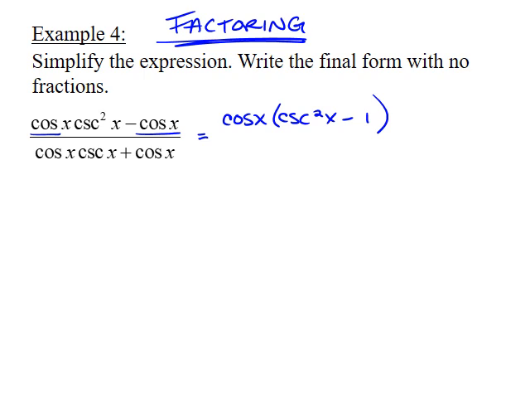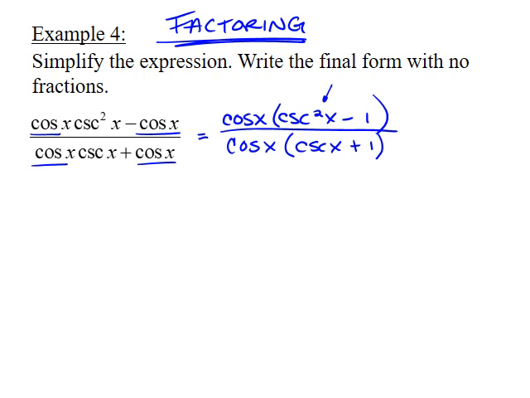Then in the denominator, I'm going to do the same thing. I'm going to factor out a cosine. When I do, I am left with cosine of x times cosecant of x plus 1. Okay, so we have a different sign here. The numerator is squared where the denominator is not.